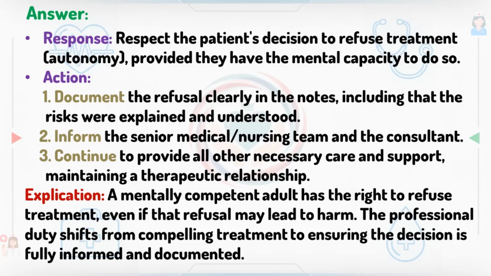Explication. A mentally competent adult has the right to refuse treatment, even if that refusal may lead to harm. The professional duty shifts from compelling treatment to ensuring the decision is fully informed and documented.